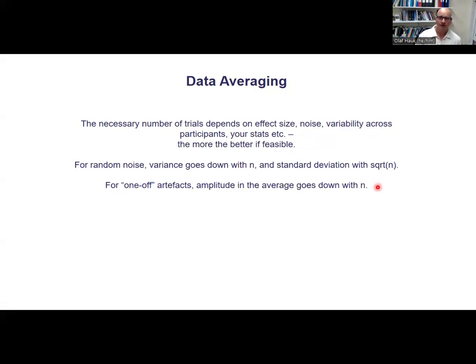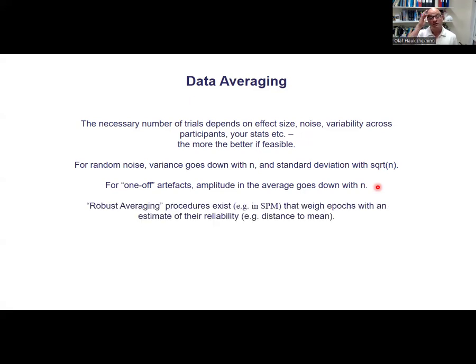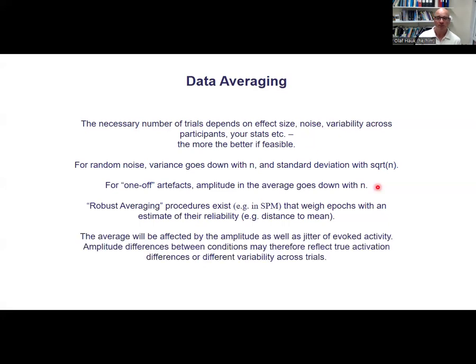If you have rare artifacts, or even just a one-off artifact, then the amplitude goes down just with the number of trials. But if you have something like that, then you've usually done something wrong. You should either mark these data segments as bad or apply artifact correction, for example with eye blinks. There are also robust averaging procedures that give different weight to different trials, depending on how noisy they are or how far away they are from the average. If you're interested in that, you have to search for robust averaging. I think SPM has something like that.